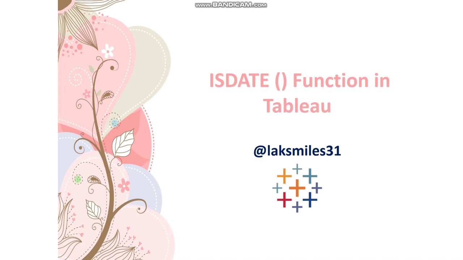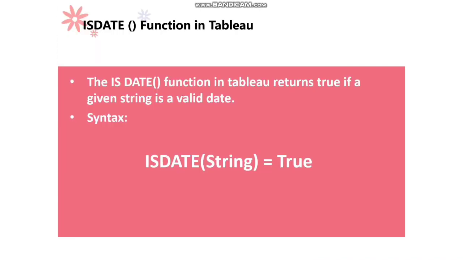ISDATE function in Tableau. Let's get started. The ISDATE function in Tableau returns true if a given string is a valid date. So the ISDATE function will check whether the string is in a date format or not and returns a boolean value as a result. The syntax is right below. ISDATE of string equal to true.